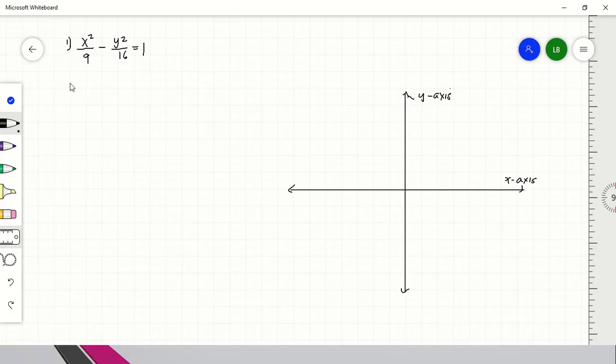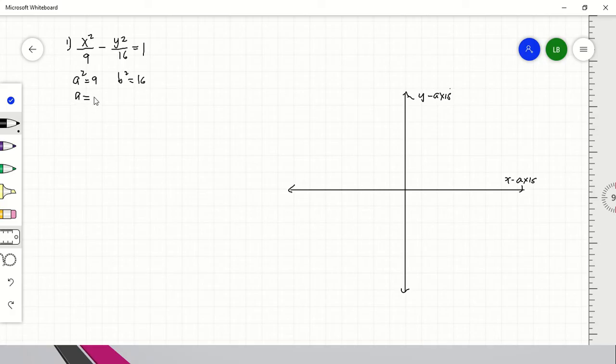Okay, so let us consider x squared over 9 minus y squared over 16 equals 1. So makikita natin na ang squared variable ay positive. So therefore, ang ating hyperbola ay opens to the right and to the left. X squared is positive, so our a squared equals 9 and b squared equals 16.